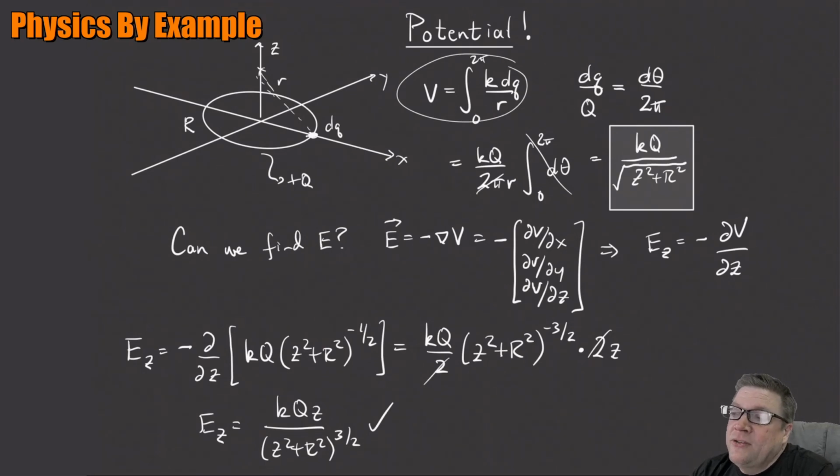So that is maybe a shortcut. If you want to find the electric field, sometimes you want to find the potential first, and then just take the derivative, or the gradient, of the potential, and that'll give you the electric field. So that's a neat relationship between the two.